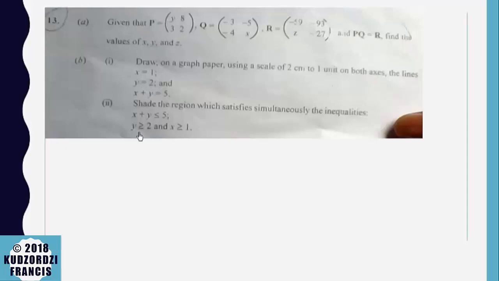So now, PQ is matrix multiplication. For matrix multiplication, you can order my DVD or the tutorials on matrices and other topics so that you understand the topic very well. So we have P with entries y, 8, 3, 2, multiplying Q, and Q has entries -3, -5, -4, and x.